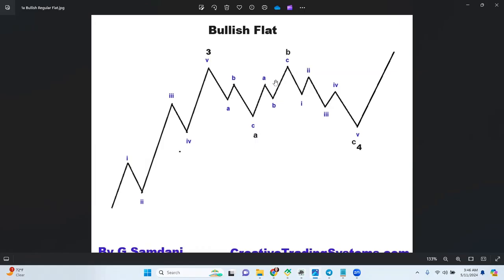Then it goes up for wave B in three waves. It will come down in three waves, A, B, C, goes up A, B, C, but this wave B stays a little bit below the higher wave 3, right? That's one characteristic, because if it goes above, then it will not be a regular flat, it will be something else, right? In order to have a regular flat, this B has to be below wave 3, right?